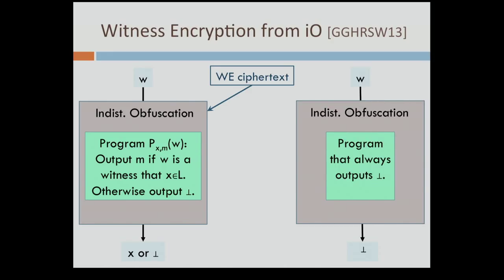On the right side, you have a program that always outputs bot. You IO that. These two things are computationally indistinguishable if it's the case that X is not in the language, right? Because there's no satisfying witness. So that's how you prove the security of the witness encryption scheme. We just wanted that if X is not in the language, that encryptions of M0 and M1 are indistinguishable. No real guarantees if it happens to be the case that X is in the language.